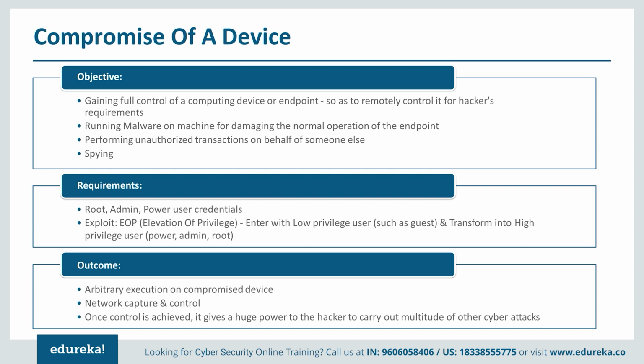That is elevation of privilege. Elevation of privilege is nothing but going from a standard or normal user to a super user or power user. I mean, the privilege of the user account is increased. So what happens? Once control is achieved, it gives a huge power to the hacker to carry out a multitude of attacks. When you gain an administrator account, you can use it to take over other systems on the network as well. So compromising a single device can lead to the total network going down.